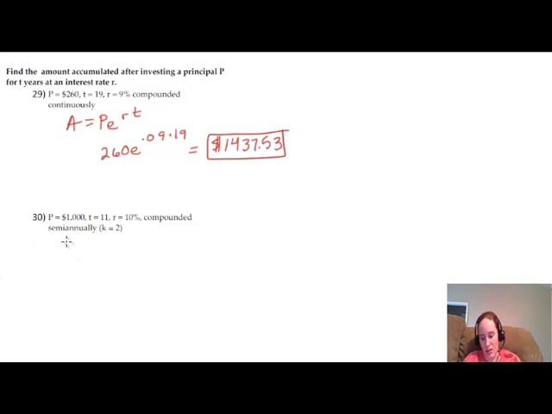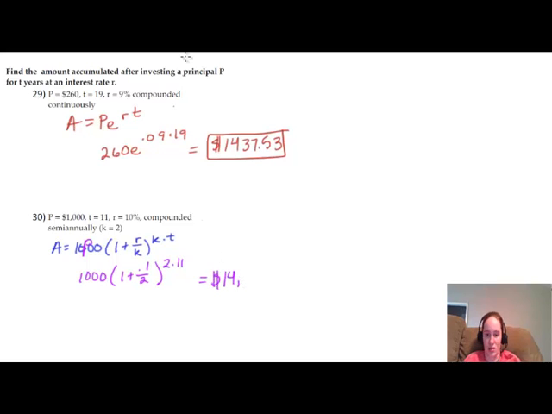This next one, we're compounding semi-annually, which means we have to use the other one, the one with the r's and the k's. Looks like this. Oh, that was supposed to be P. So that's 1000. 1 plus 0.1 over k, which they tell us is 2, 2 times t. Plug it in. Totally not the right answer. Hang on, I was looking at the wrong problem. 2925.26.